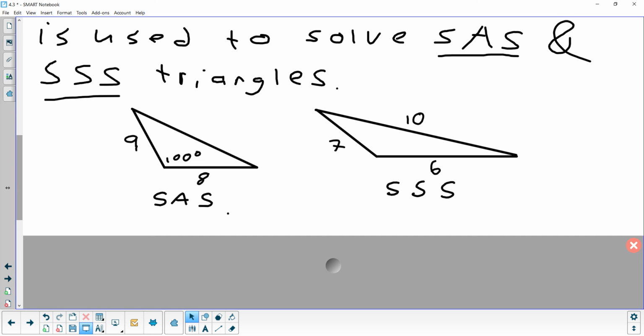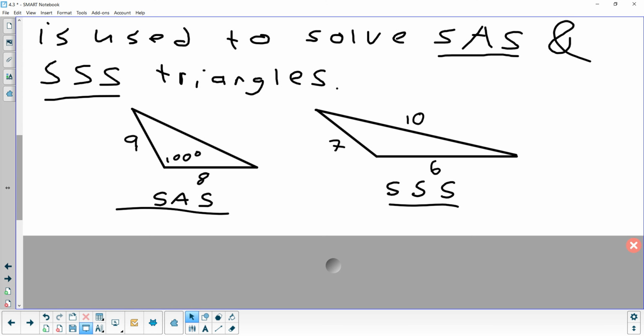Now, side angle side is always solvable. Never have to worry about a no solution there. And the side side side problems that I give you will also always be solvable. There are side side side problems that aren't solvable, but we're not going to do them.